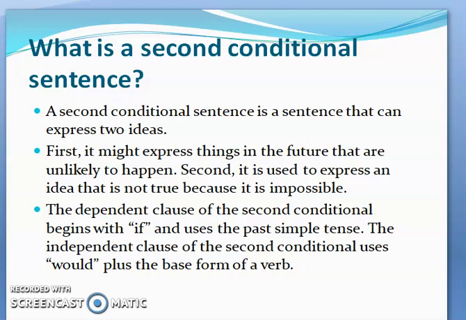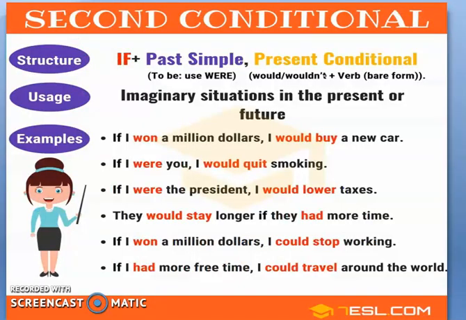The dependent clause of the second conditional begins with if and uses the past simple tense. The independent clause of the second conditional uses would plus the base form of a verb. The second conditional sentence helps you to identify or describe an improbable event in the future. The improbable event means imaginary situations in the present or the future.